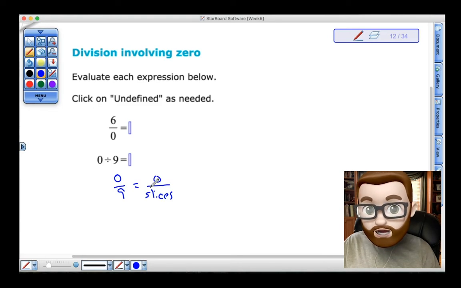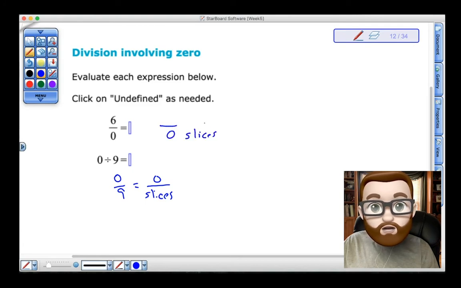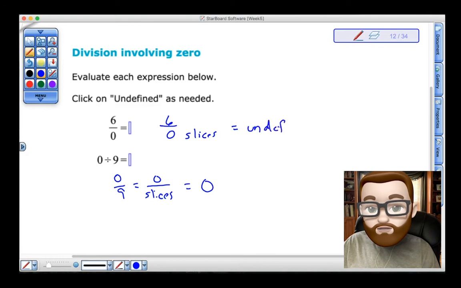You can do that. However, if you have a pizza and there's 0 slices left, you can't walk up to that pizza and say, I'm going to have 6 slices of that pizza. So our answer here, if you had 0 out of the 9 slices, that can be reduced to a 0. If I have 6 over 0 or any number over 0, that's going to be what we call undefined. Because it's impossible to do that.